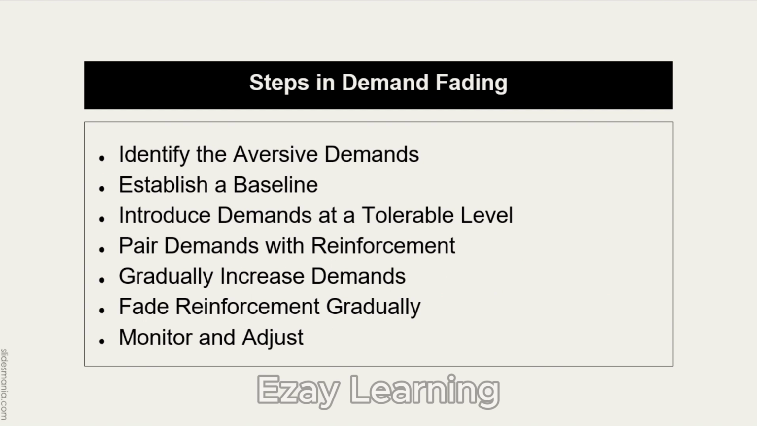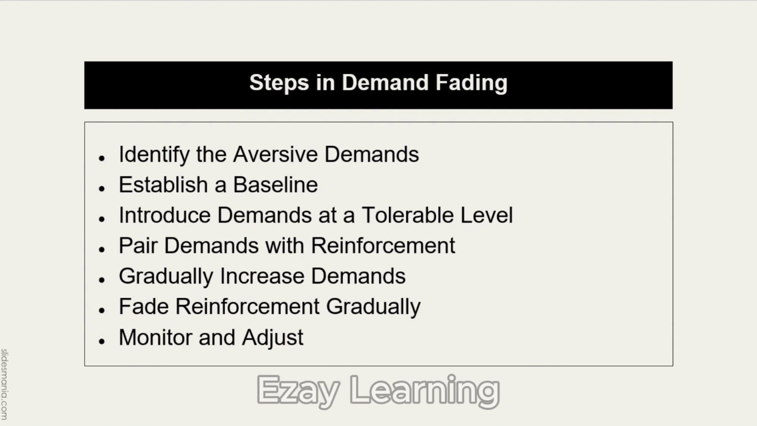What are the steps in demand fading? Identify the aversive demands. So first of all, you have to determine which task or instruction triggers problematic behavior. For example, a student may engage in escape behavior when asked to complete a math worksheet. So the aversive demand would be the math worksheet. Establish a baseline. Assess the individual's current tolerance for demands and their response pattern. For example, the student can complete one math problem before exhibiting avoidance behavior. So, what would be the baseline here?